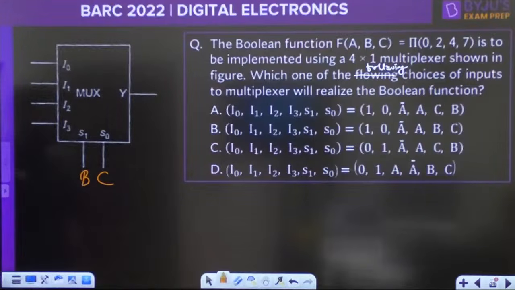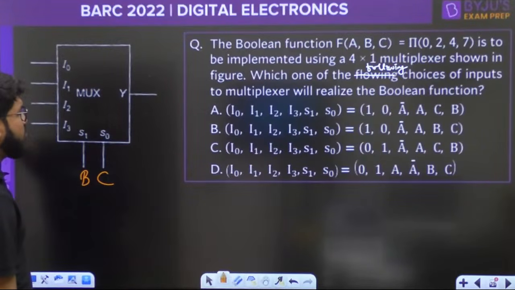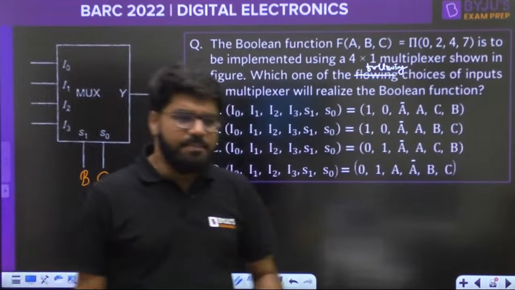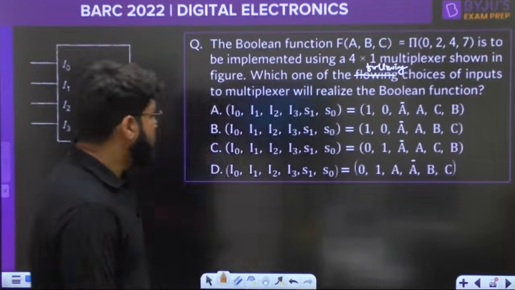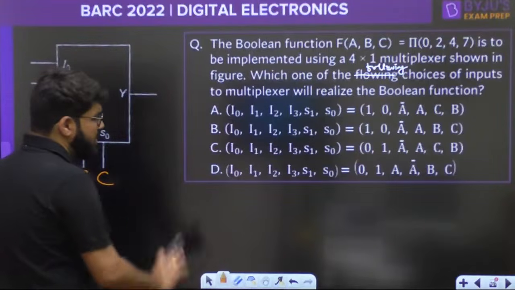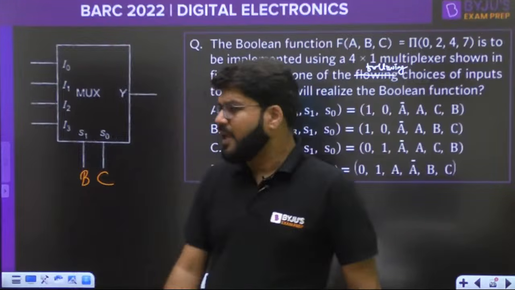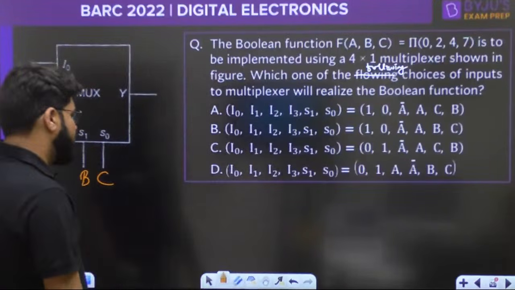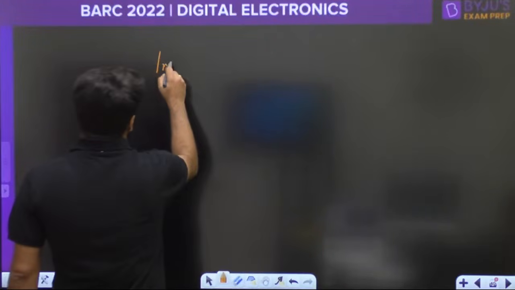A is on the input line. So what should be there on I0, I1, I2 and I3? So we will make the implementation table. What is the trick to solve this? The select lines I am choosing as BC. So what goes on the data line, on the input line, is A. The only variable that will go there is A. So what is the implementation table for this?